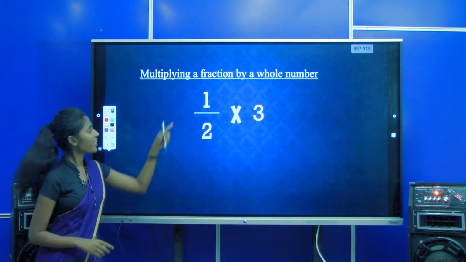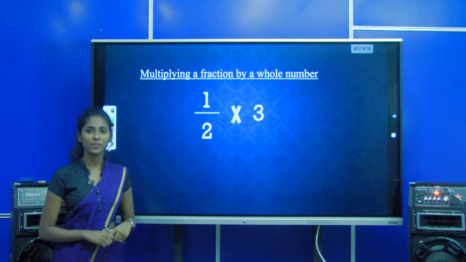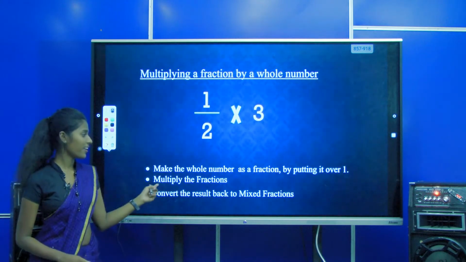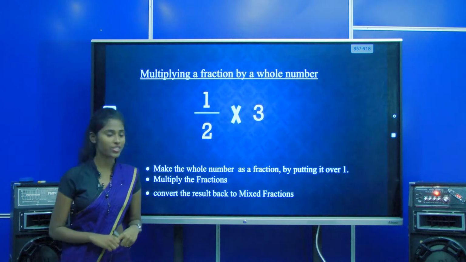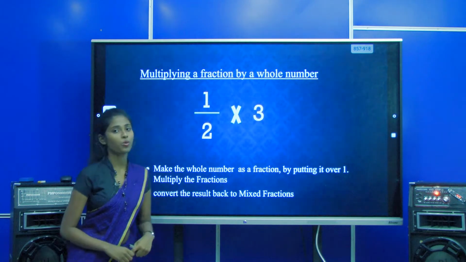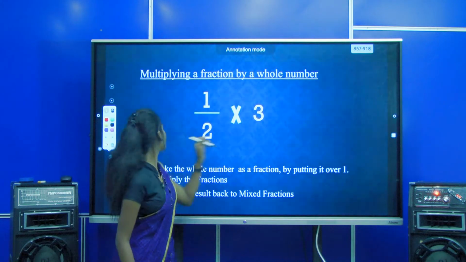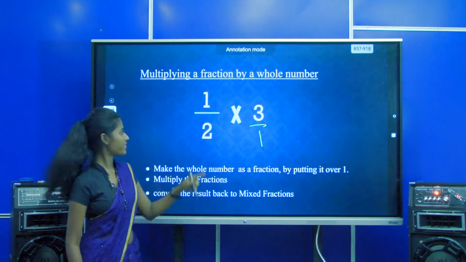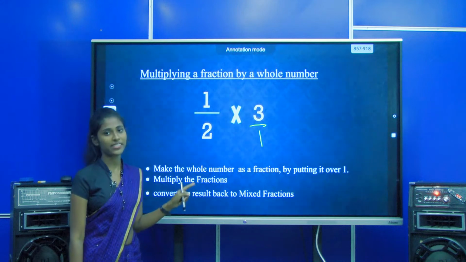Here there is a proper fraction and a whole number. How can you multiply these? To do that you have to follow some steps. Here are the steps. First you have to make the whole number as a fraction. How? By putting it over 1. You have to put it over 1 like this. Now you can multiply denominators and numerators separately.